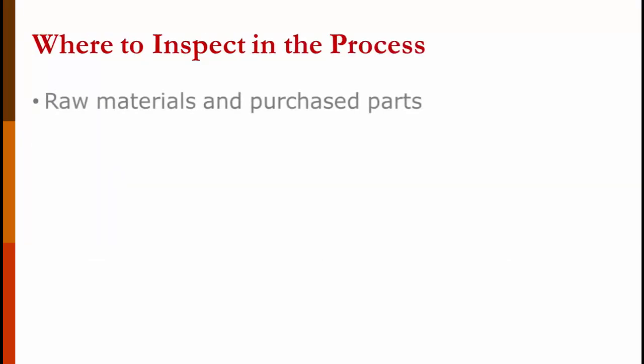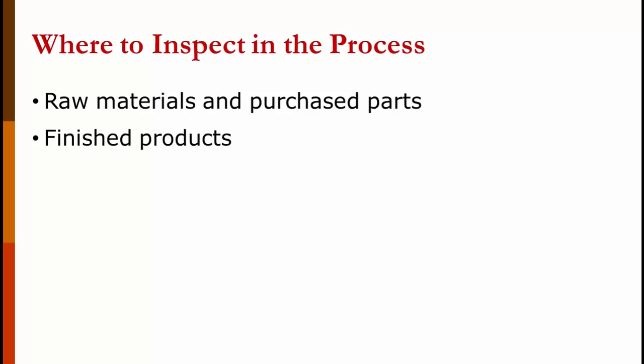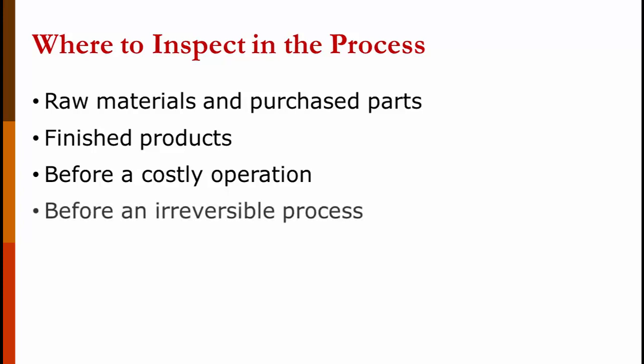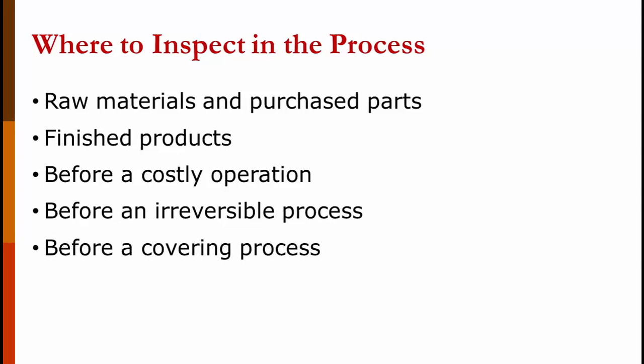You might inspect anything coming into the organization, raw materials, purchased parts, and that's sort of an artificial distinction. That's acceptance sampling, and we talked about why you might not want to do that. Your finished production. Remember, just because you finish it doesn't mean it's finished. Your customer is likely another manufacturer. Before a costly operation, because you don't want to spend money to perform an operation on something that's already defective. For the same reason, before an irreversible process, because you can't fix it once the process is done. And lastly, before a covering process, like putting the hood on a car, it's easier to test the engine before you put the hood on.